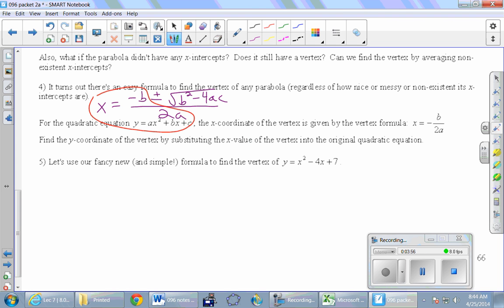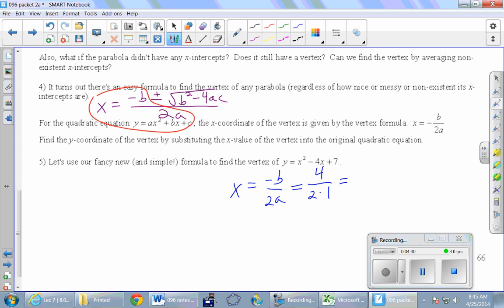Okay, let's take a look at number 5. It says let's use our new formula to find the vertex of this guy. So we'll begin with x equals negative b over 2a. I think it's important to put the x equals because the vertex has two numbers associated. There's the x coordinate, which we're going to find here, and then the y coordinate, which we have to find separately. But it's important to know that this is the formula for the x only. So where it says negative b, what are we putting? We're looking at this new equation here. That's positive 4 divided by 2 times 1.